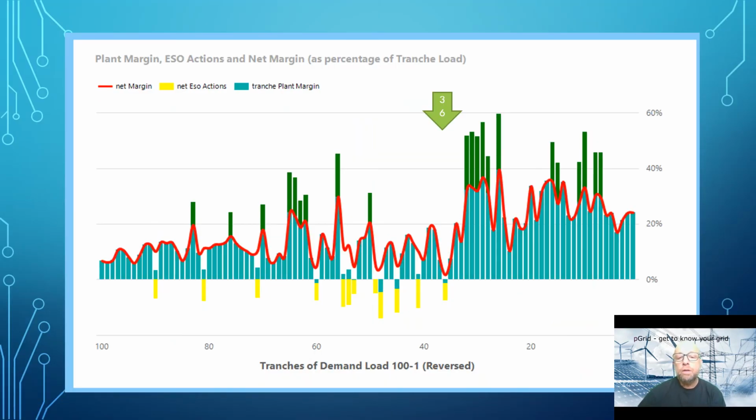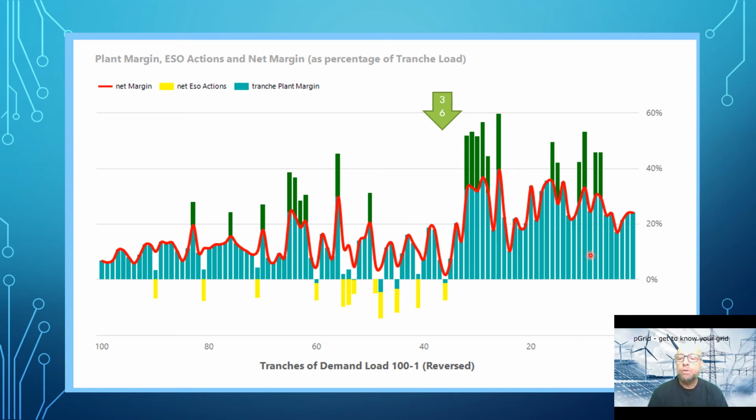So this is looking at the 100 centiles, and it's looking at net margin, and net margin is the red line. And what we mean by net margin is, right, let's have a look at each tranche as what the load level is, what is demand, and we have our lowest demand on the right and our highest demand on the left. And what is the plant available to meet that demand, which is this lightish blue color here.